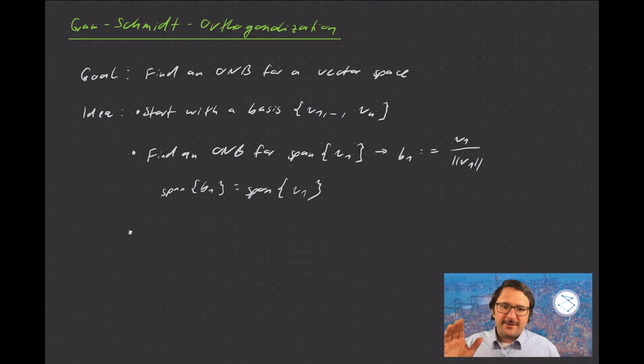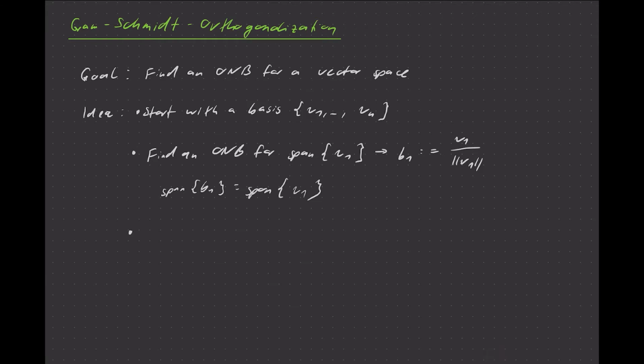And now let's take the second vector, the V2. We can decompose that second vector into a part that is parallel to the space that we already have, parallel to B1 in that case, plus a part that is orthogonal to this. And of course, we're only interested in the orthogonal part because the part that is parallel to B1 is already cared for by B1. We don't need that anymore. So the next step is we want to find an orthonormal basis for the vector space spanned by V1 and V2.